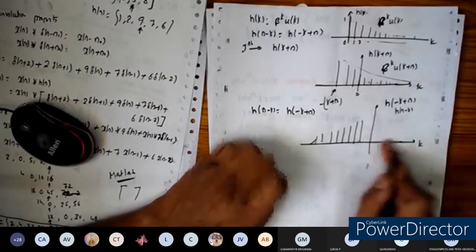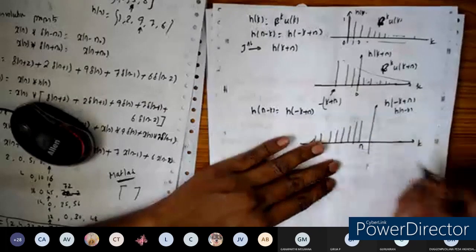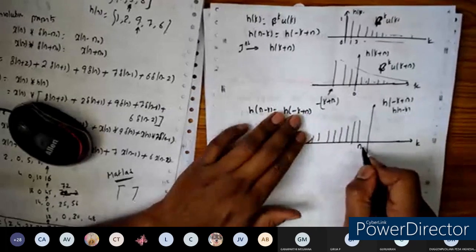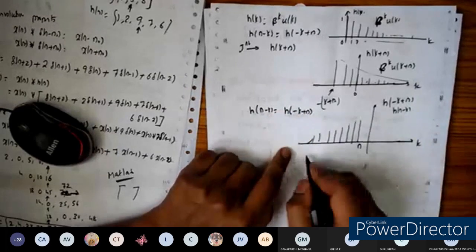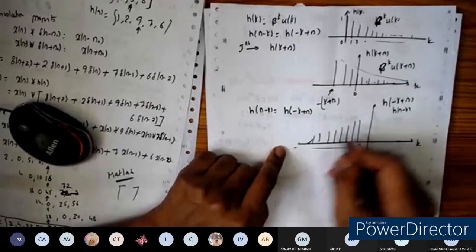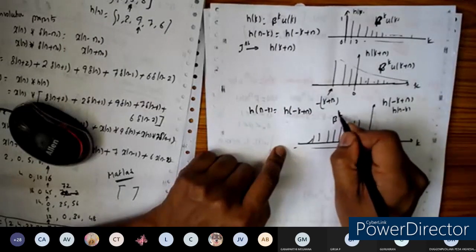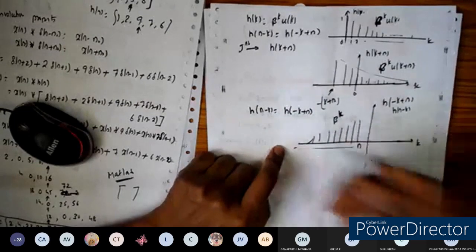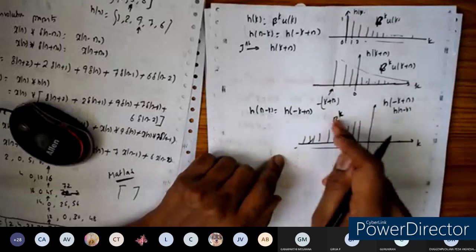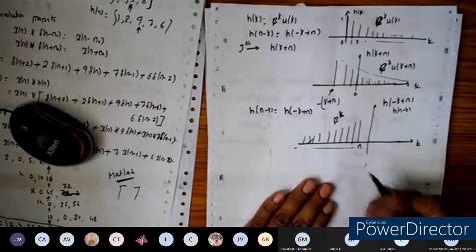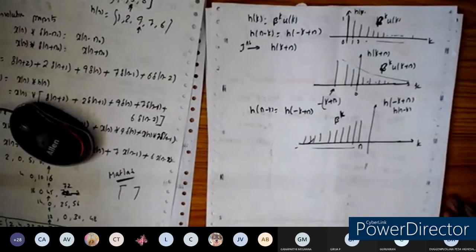Okay, so don't worry about the origin and all. You can just assume this is nothing but n here. So n plus n, this will be n. The signal will be shifted like this. So this is beta to the power of k. I can just assume it like this. Don't worry about the amplitude. We are going to worry about the value of n here.